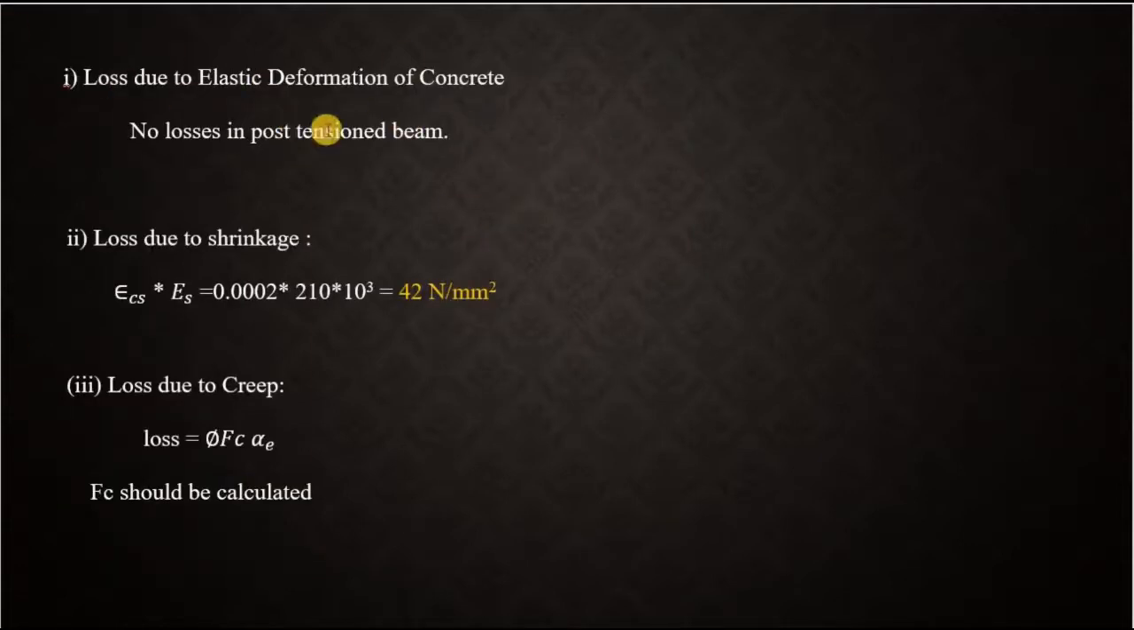So we'll start with the different types of loss calculation. The first one is loss due to elastic deformation of concrete. There is no loss due to elastic deformation, as this is post tension, and they have not mentioned whether the cables are pulled simultaneously or successively. So for post tension, elastic deformation loss is not there.